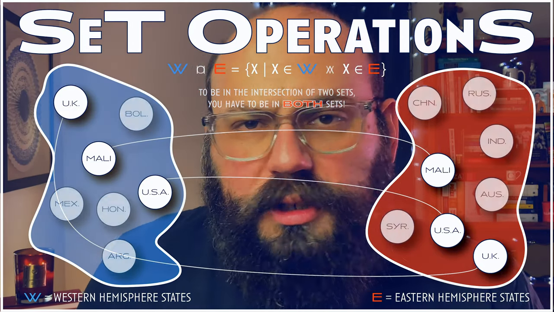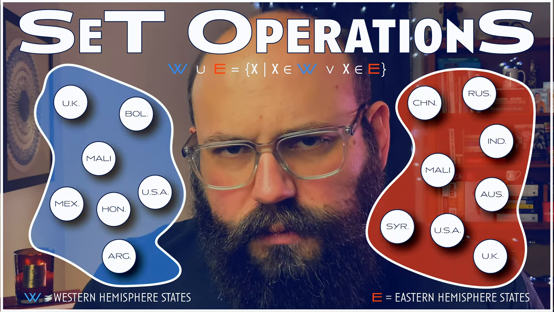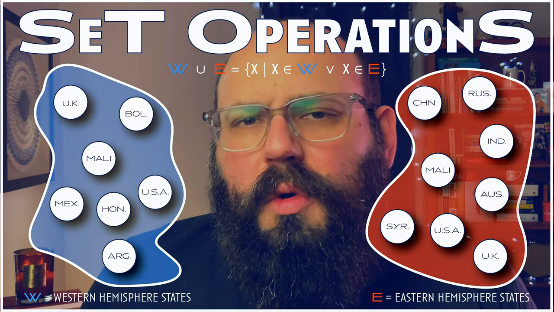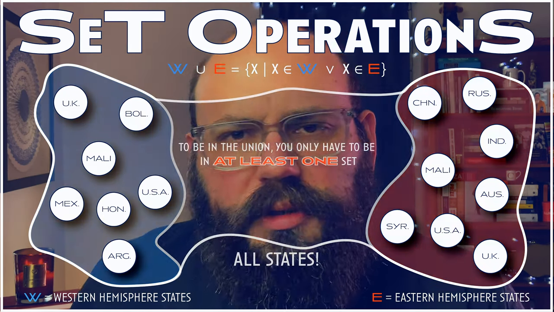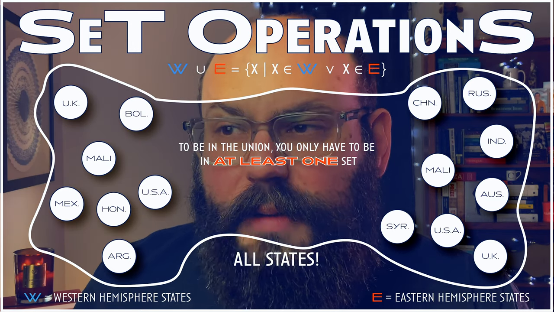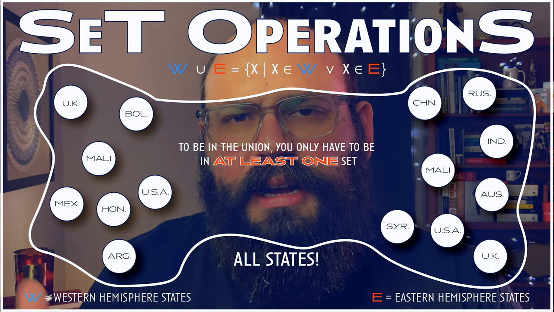I could have used "or" just as easily. I could have said the set of all countries that are in the Eastern Hemisphere or the Western Hemisphere, right? Well, that's easy. East or West is easy because that's just the set of all countries. Every country is either in the Western Hemisphere or the Eastern Hemisphere or both, right? So that turns out to be the set of all countries.